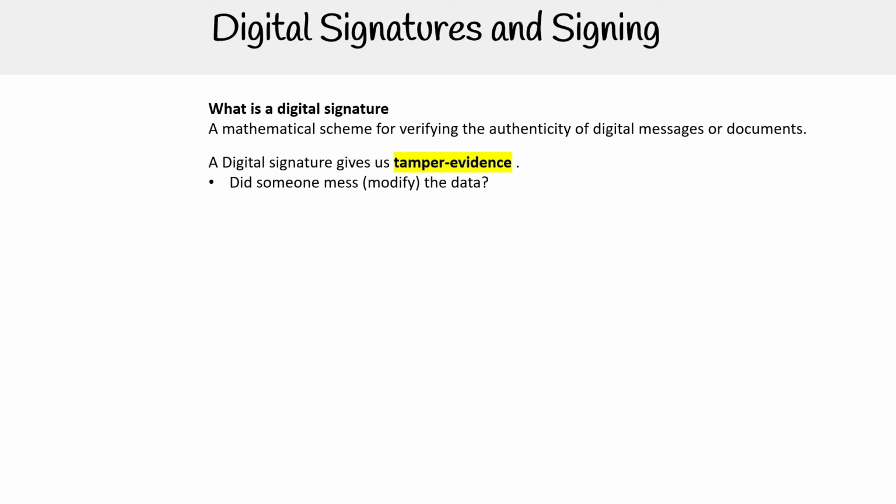So it's going to answer, did someone mess with or modify the data? Is this data not from the expected sender? That's what tamper evidence is telling us.